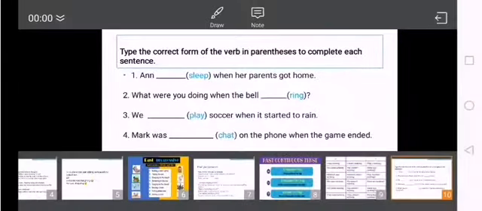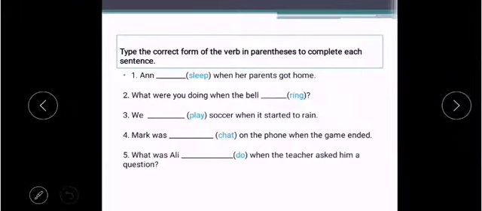Anne هون مفرد، فشو بتاخد؟ was. Sleep شو بتصير؟ Sleeping. Good. Anne was sleeping when her parents got home. Okay, what were you doing when the bell blank.